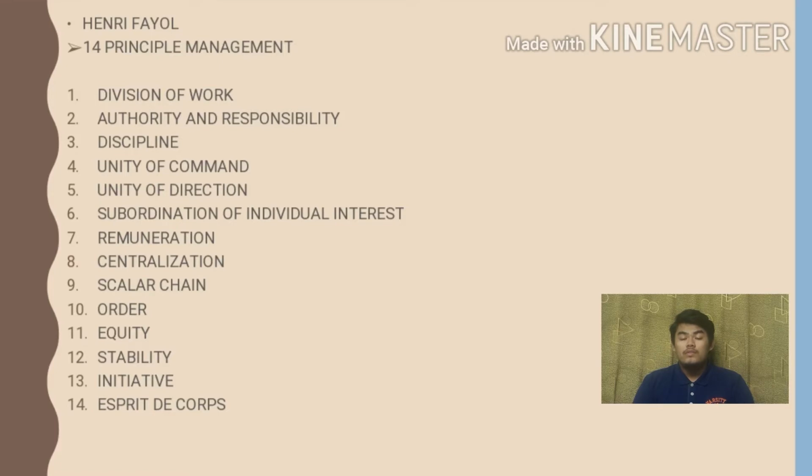Henri Fayol also contributed 14 principles of management, which are division of work, authority and responsibility, discipline, unity of command, unity of direction, subordination of individual interests, remuneration, centralization, scalar chain, order, equity, stability, initiative, and esprit de corps.